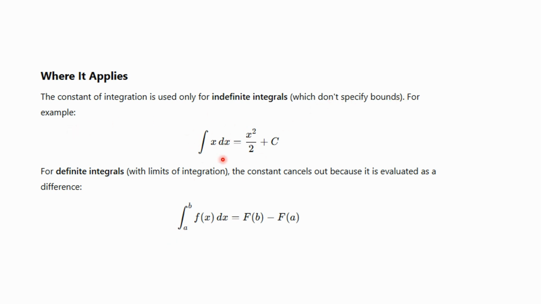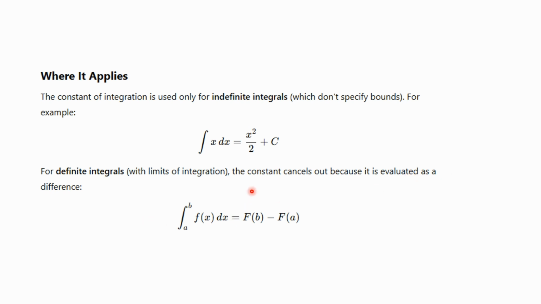For example, this is an indefinite integral. The integral of x dx is x squared over 2 plus c. Now, for a definite integral, you do have limits of integration. You've got limits on that integral. The constant cancels out because it's evaluated as a difference.